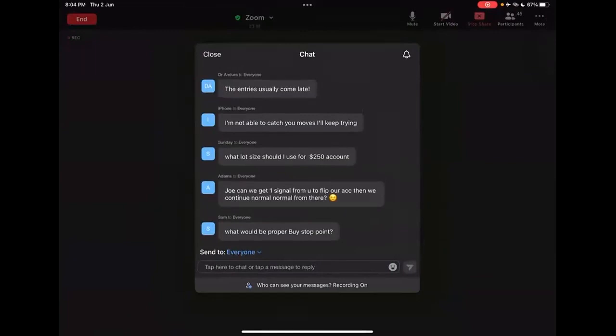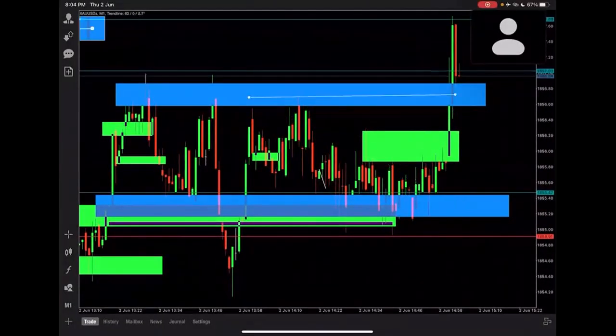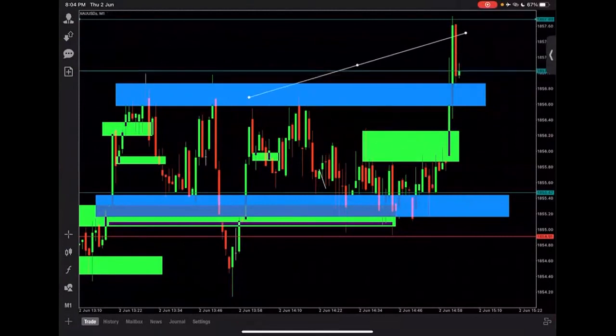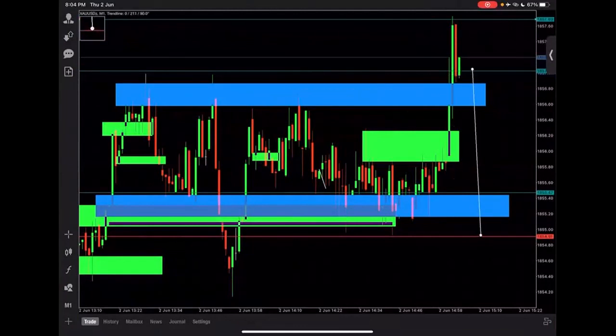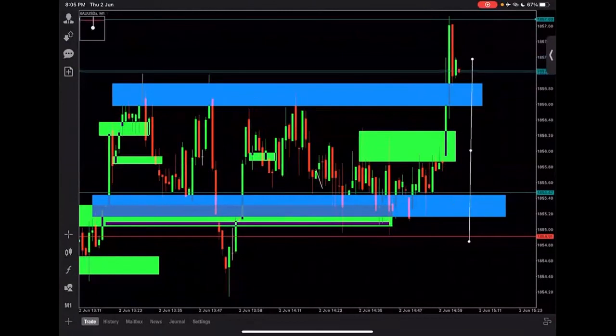What would be proper buy stop point? If you want to put a buy, why didn't you buy just now? Why do you guys decide after it flies to this side? Because even if we buy now, the SL is over here, so it will be 20 pips SL. Not nice. Because if we enter here, our SL would be here. Because if we enter over here on top here, our SL is 20.